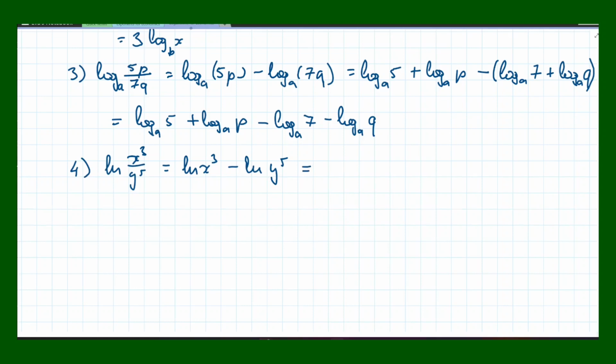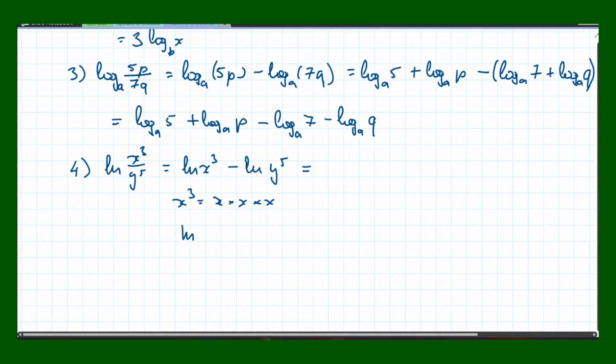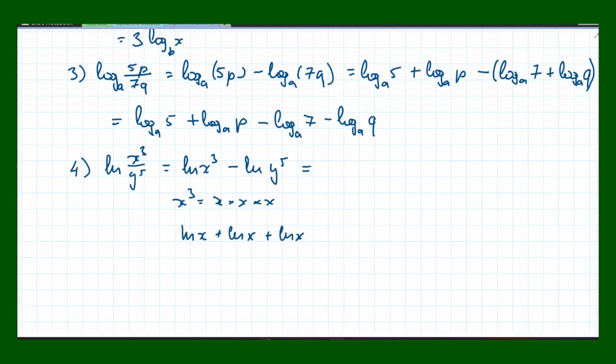Now, what I can do here, well, I know that x cubed is x times x times x, and I can apply the addition rule repeatedly. So I would end up here with ln x plus ln x plus ln x. Well, that's just going to give me 3 of the ln x's, so I can just replace this ln x cubed by 3 ln x.